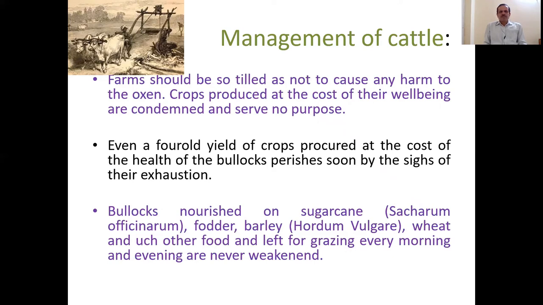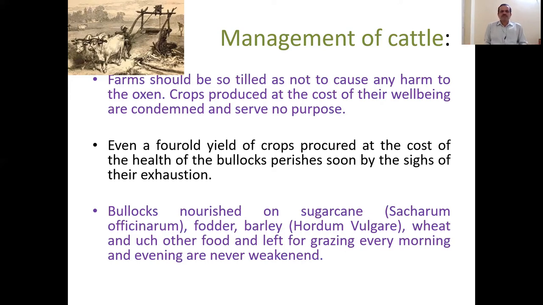Farms should be so tilled as not to cause any harm to the oxen. Crops produced at the cost of their well-being are condemned and serve no purpose.